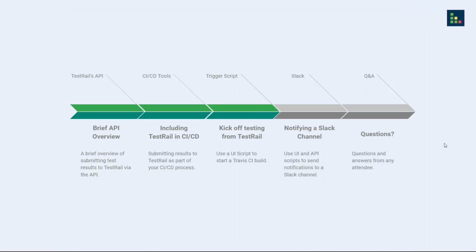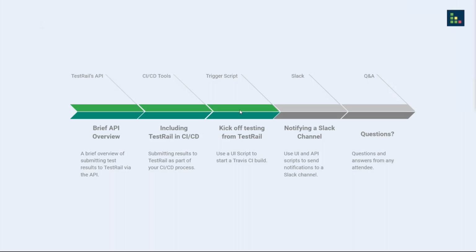Now let's go ahead and take a look at a couple more examples. A common question we get is how do I start my automated tests from within TestRail? TestRail's UI scripts allow you to create a button which can make an API request. So here I'm just going to use an API request button to send an API request to Travis to kick off another build.